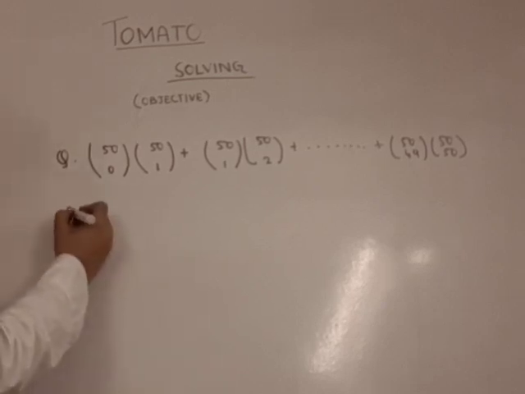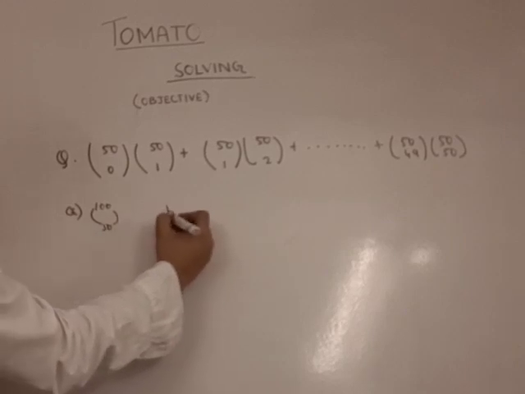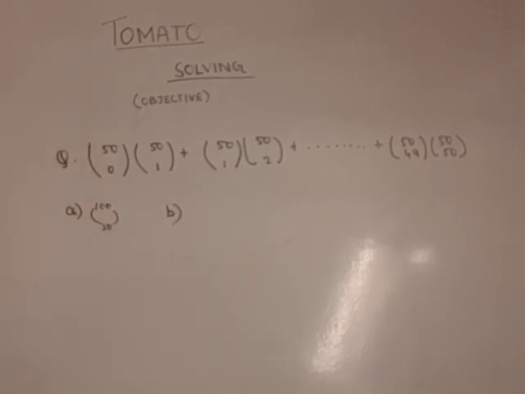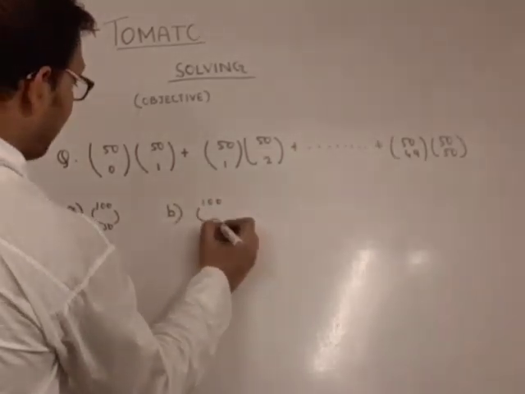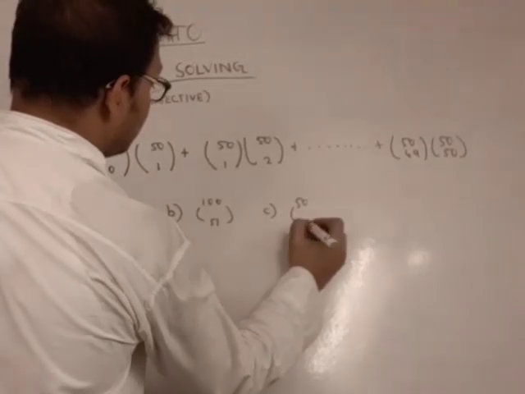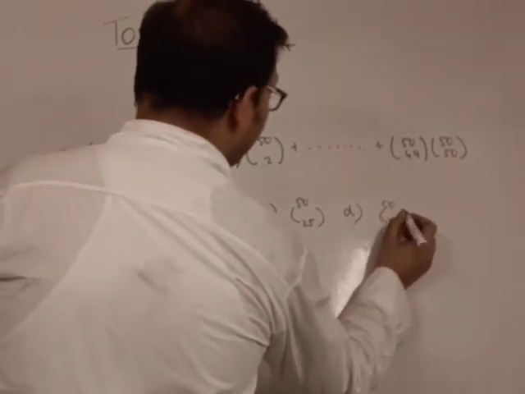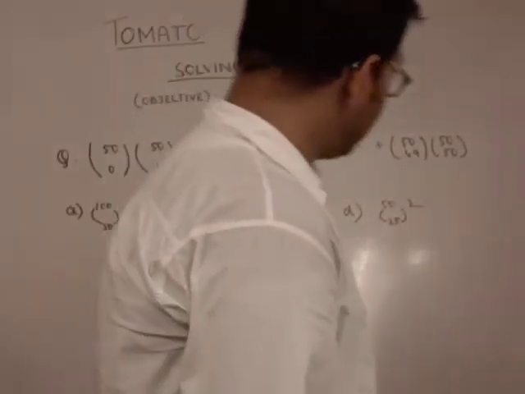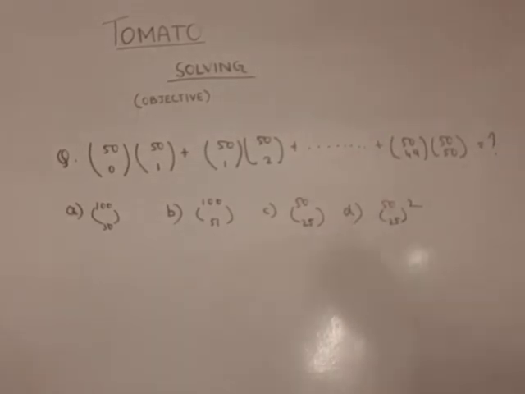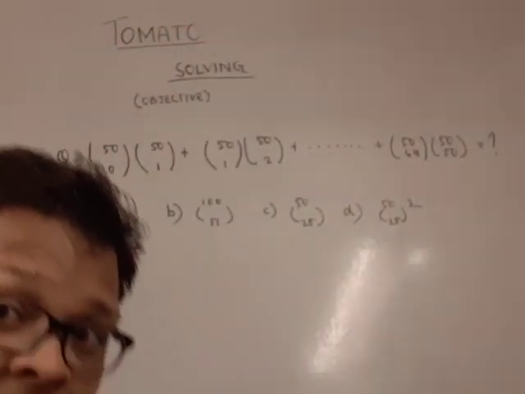Option A is 100C50, option B is 100C51, option C is 50C25, and option D is 50C25 whole square. So this tells that the value of this is one of the four options, and you need to find out what is the correct option. So I give you just 2 minutes, the stipulated time, to solve this question.